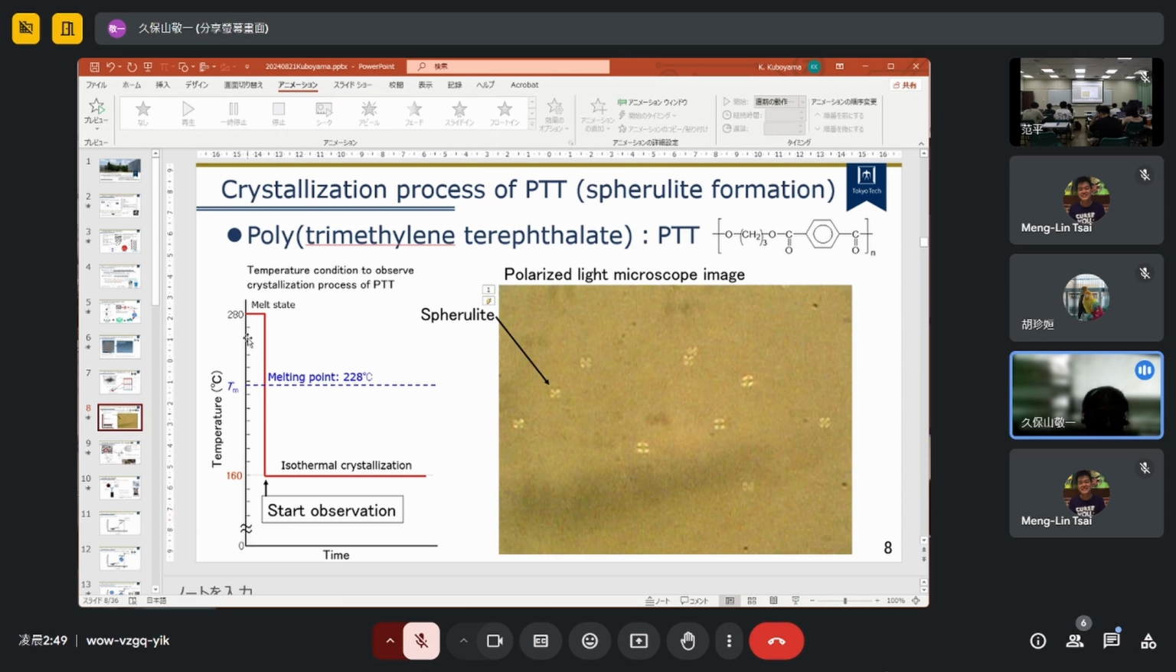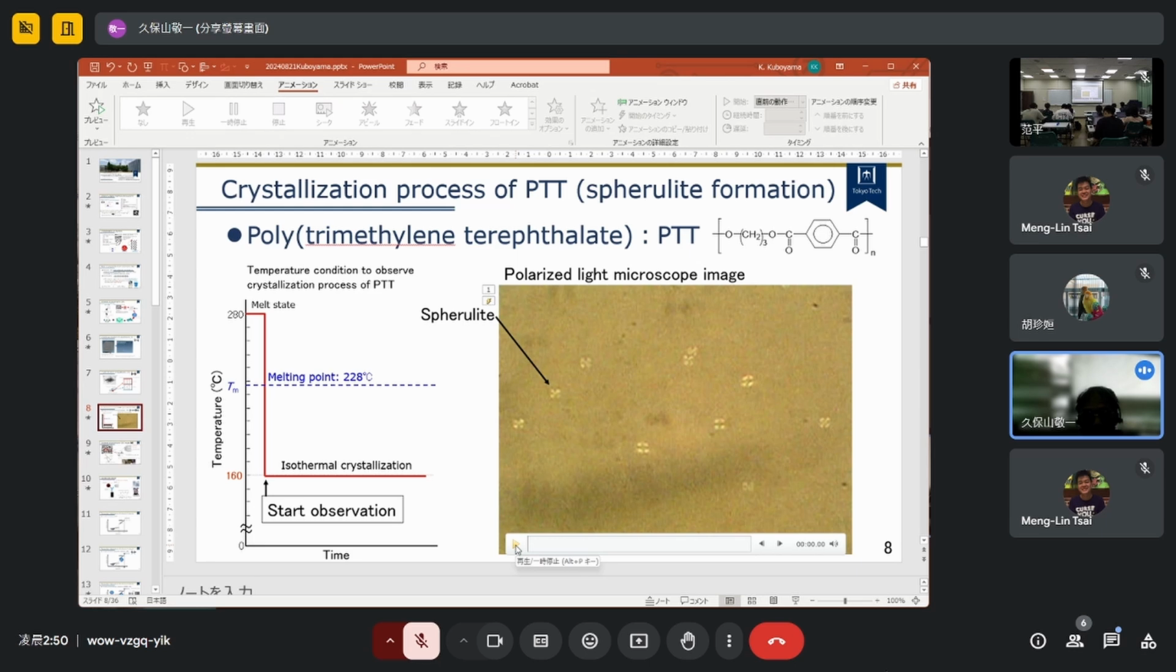At first, I heat the sample at a higher temperature, around 280, that is higher than the melting point of the PTT. And after that, I quench the sample below the melting point. That temperature is around 160 degrees Celsius. And just after quenching the sample, I observed the structure morphology of the polymer under the optical microscope. And this one is a polarized light microscope image.